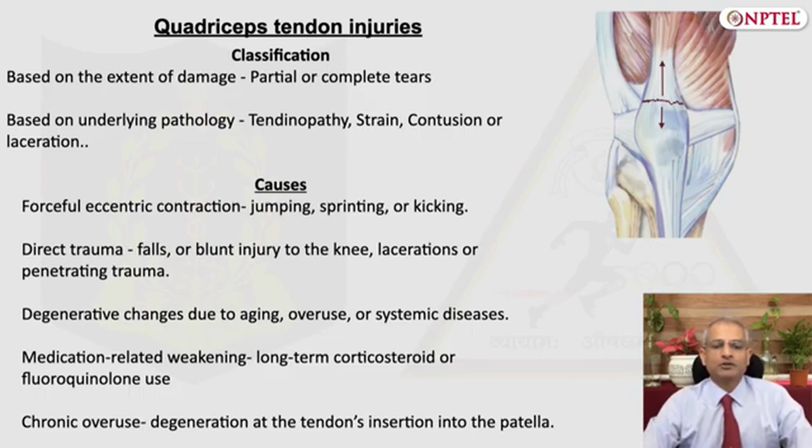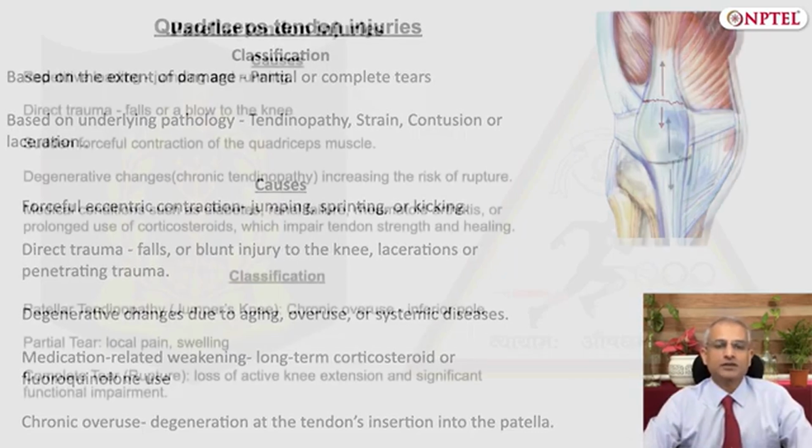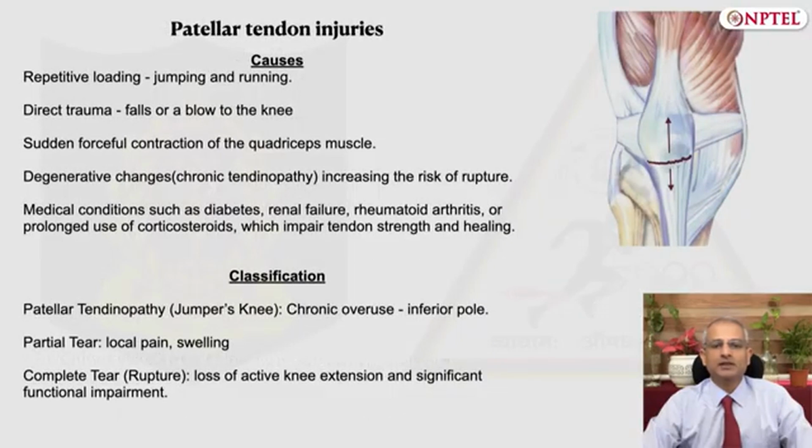Based on the underlying pathology, the injury can be a tendinopathy, a strain, a contusion, or a laceration. There is an entity called jumper's knee, which is patellar tendinopathy, and this occurs near the lower border of the patella. And this is generally a result of chronic overuse in long distance runners.